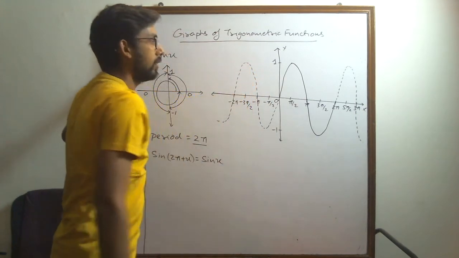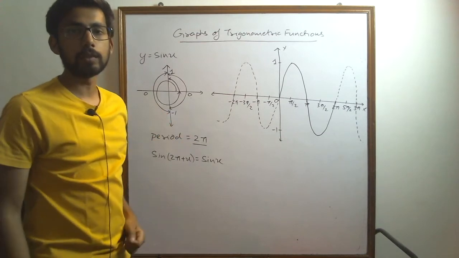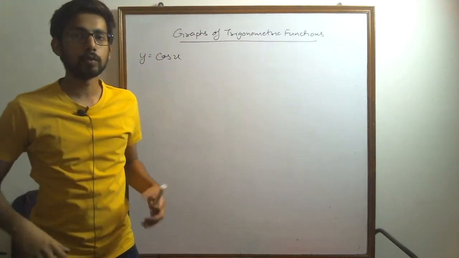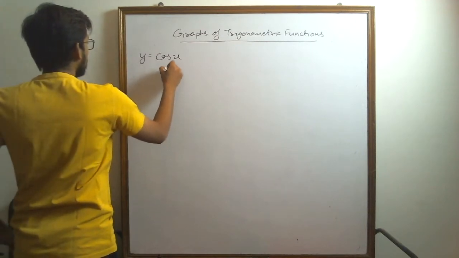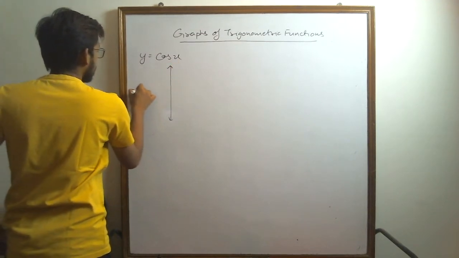And this will be the graph of y is equal to sine x. Okay, so let's go to the second function, y is equal to cos x. Again, we look at the period of this function.